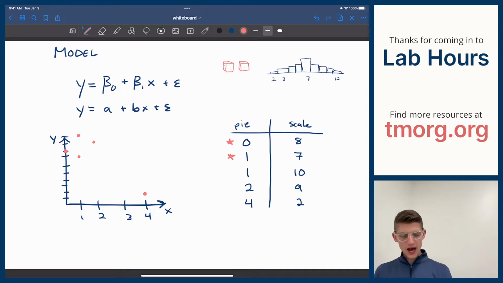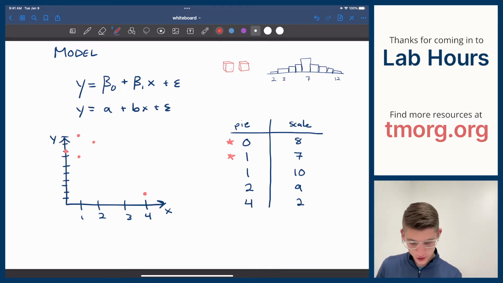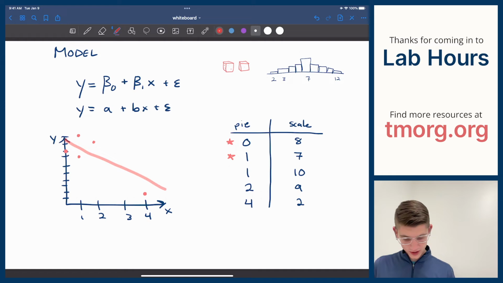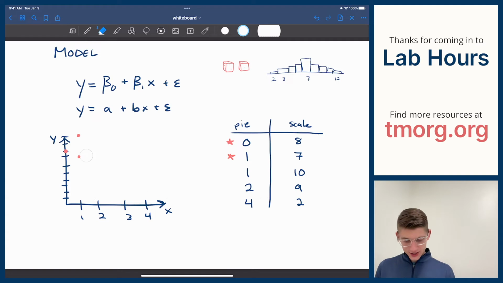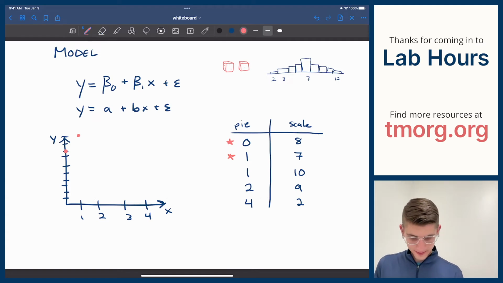So the question is, how do you draw the best line that describes this data? Like on average, would it look like this? Would it maybe look like this? Would it look like that? Who knows, right? But let's go back and try drawing the data again a different way. Let's do it one by one and try to fit a line, right?